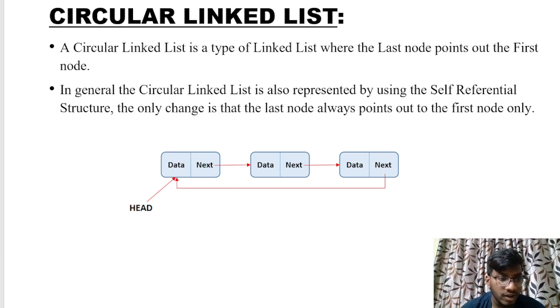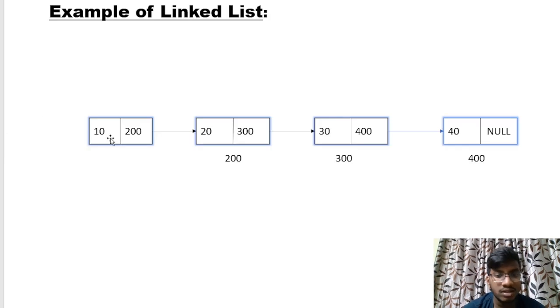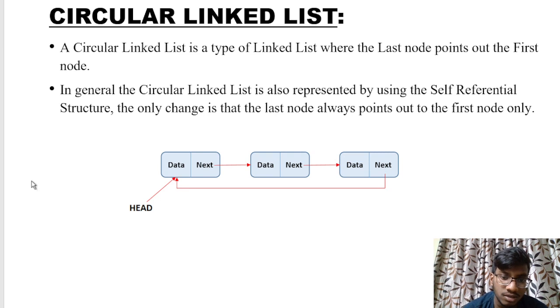Here you can see that in a linked list, each node points to the other node: the first node points to the second node, which points to the third node, which points to the fourth node. Whereas the scenario is not the same in the circular linked list. Here the first node points to the second node and the second node points to the third node, whereas the third node, being the last node, points again to the first node. In general, a circular linked list is also represented by using a self-referential structure.